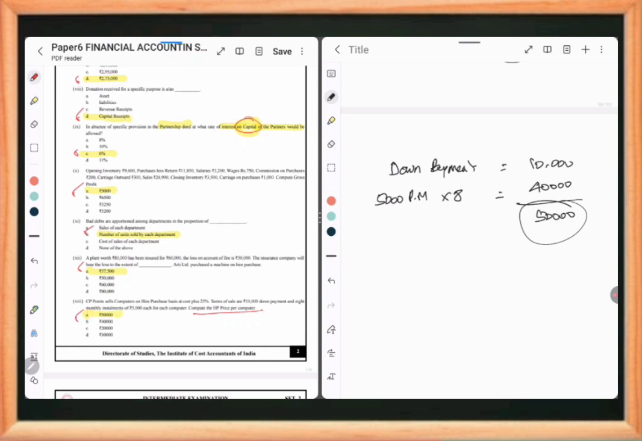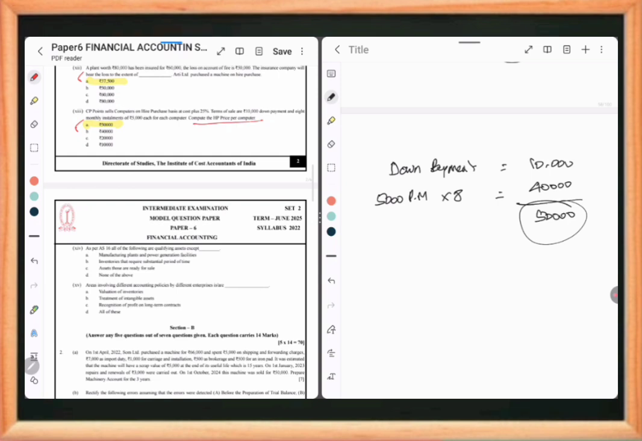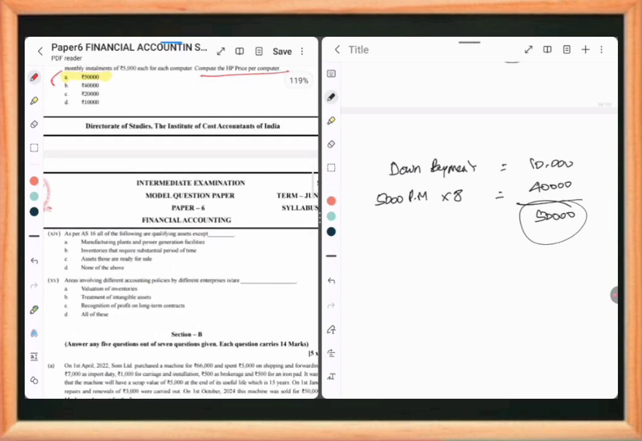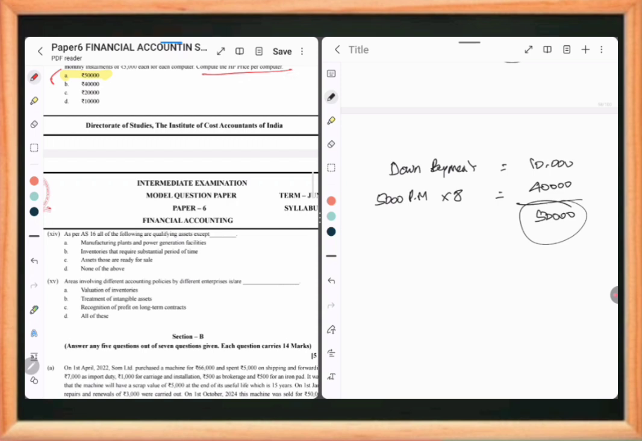Make note of it. And then next one is, as per Accounting Standard 16, which of the following are qualifying assets? Actually, what are the qualifying assets? Here manufacturing plants and power generation facilities, and then inventories that require a substantial period of time, and then assets those are ready for sale. So 3 types are given, but as per Accounting Standard 16, all of the following are qualifying assets except which one is asked.